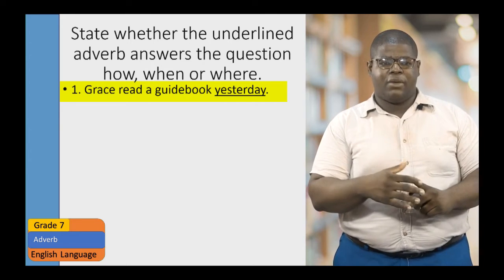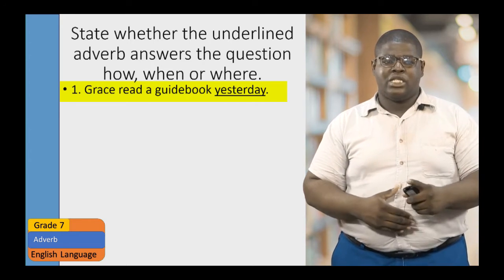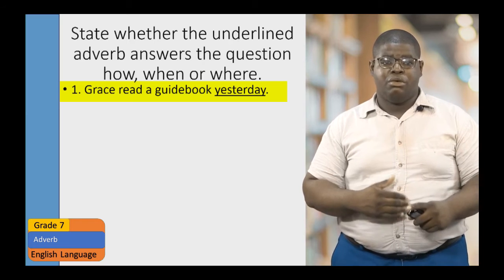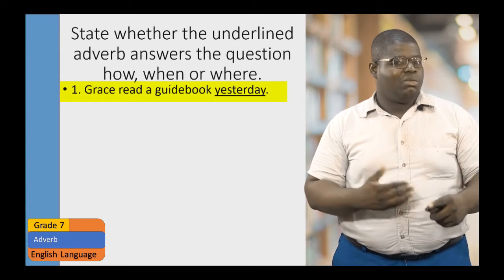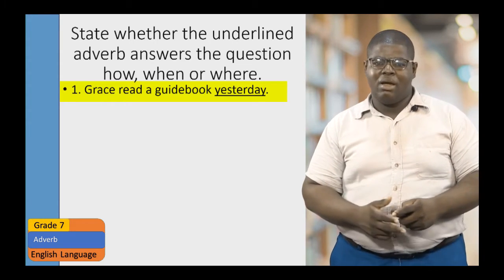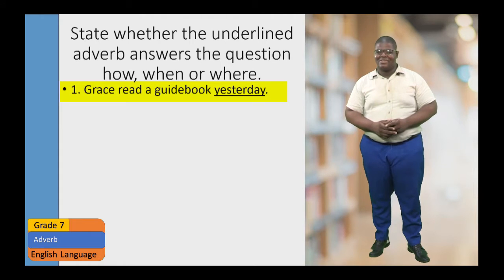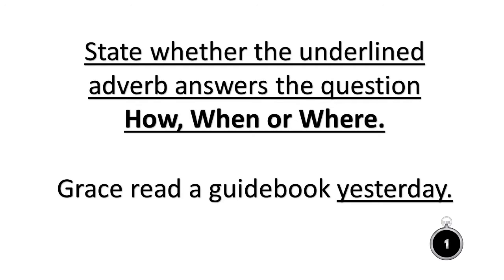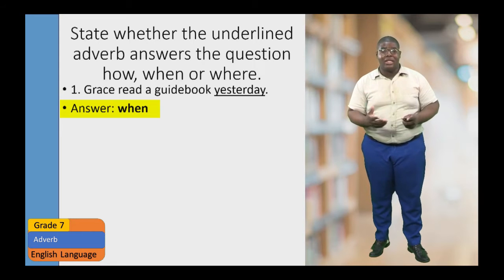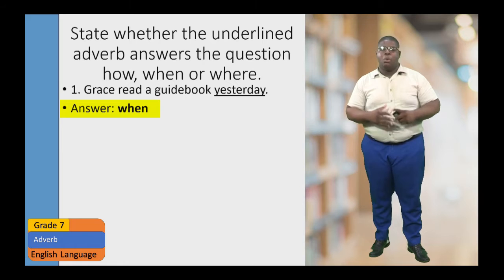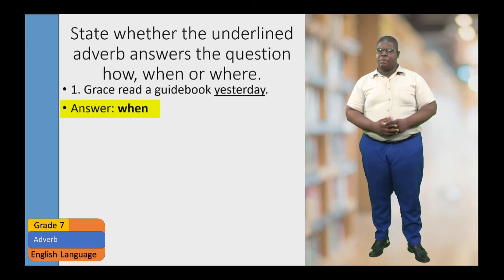Now, what is this adverb telling us about? It's talking about the verb what? Read. So what is it saying? It's saying how, when, or where? Think about it. Now, if you said when, you're correct. When did she read this guidebook? Yesterday. Number 2.